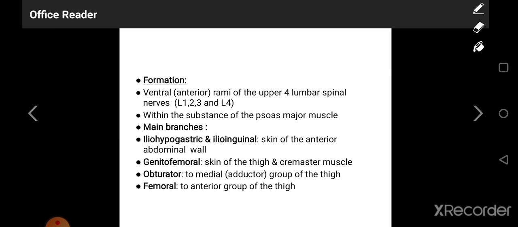Then it also provides the genitofemoral nerve, which supplies the skin of the thigh and the cremaster muscle. Then it provides the obturator nerve, which innervates the adductor group of muscles of the thigh, and also the femoral nerve, which innervates the muscles of the anterior compartment of the thigh. So these are the branches of the lumbar plexus.